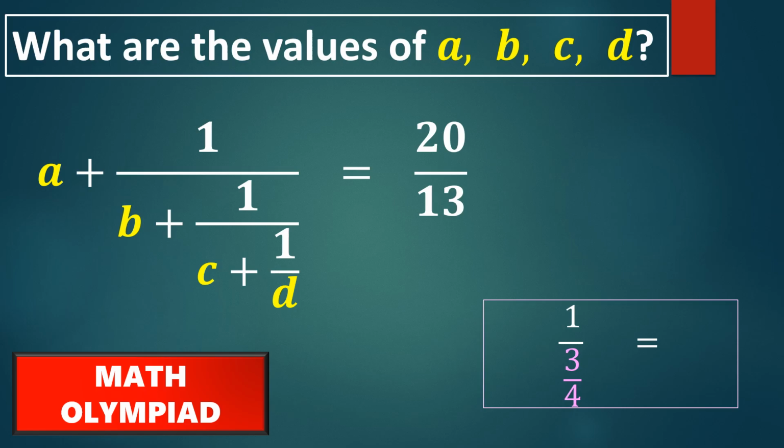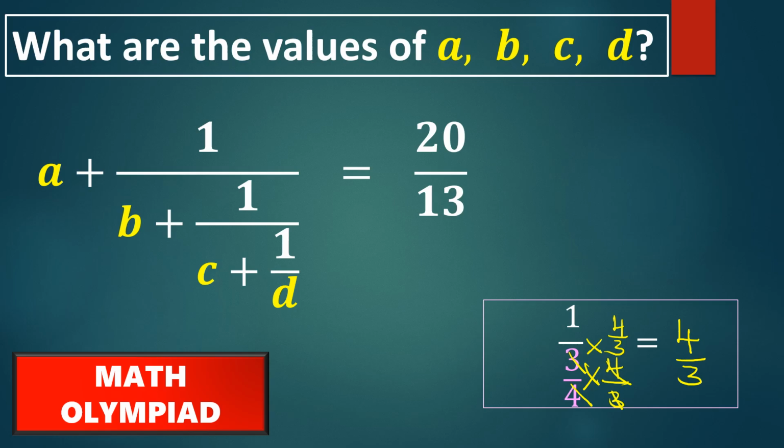To simplify this fraction, we would have to multiply the denominator by its inverse. So we multiply by 4 over 3. And we do the same for the numerator. So 3 and 3 will cancel out, 4 and 4 will cancel out. So this fraction will simplify to 4 over 3. So notice this fraction has flipped. The numerator has become the denominator and the denominator has become the numerator.